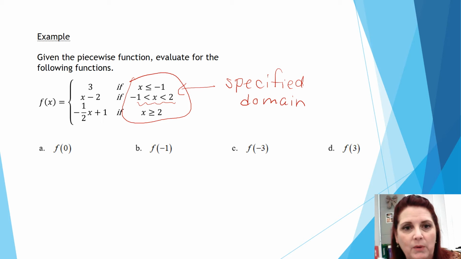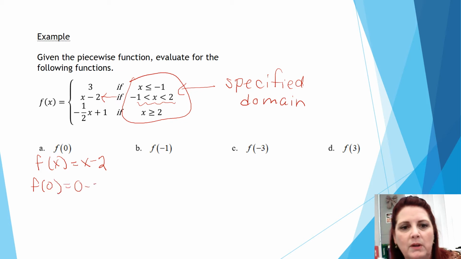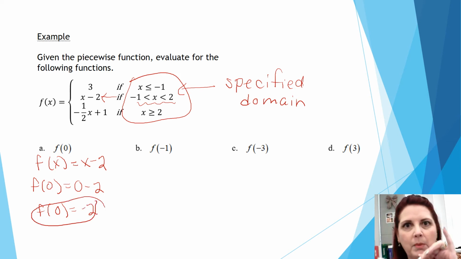So we're going to use that one, f of x is equal to x minus 2. So if I'm looking for f of 0, it goes 0 minus 2. So f of 0 is going to equal -2. And you don't do it for all 3 parts, just the part that it qualifies for.